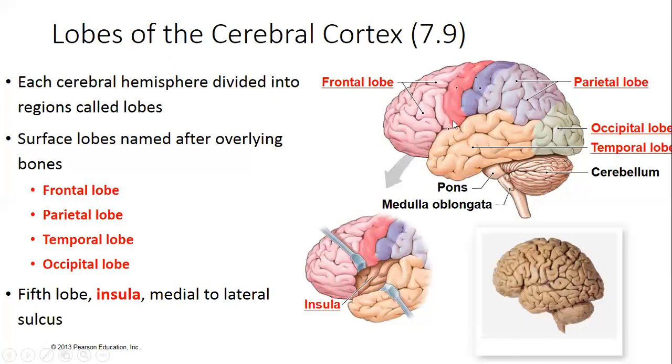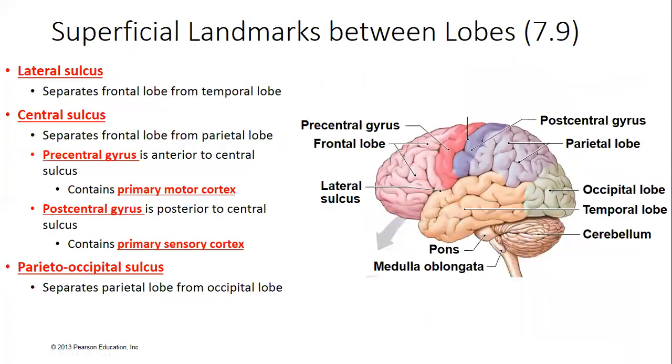These darker colors here, we'll talk about what they are later. The insula is a fifth lobe, but right here you have to dig between the outer layer of the cortex to get to the inner layer of the cerebral cortex to find the insula. There are deep grooves, either a sulcus or a fissure. These deeper grooves separate the lobes, and separate the frontal lobe from the parietal or temporal lobes.